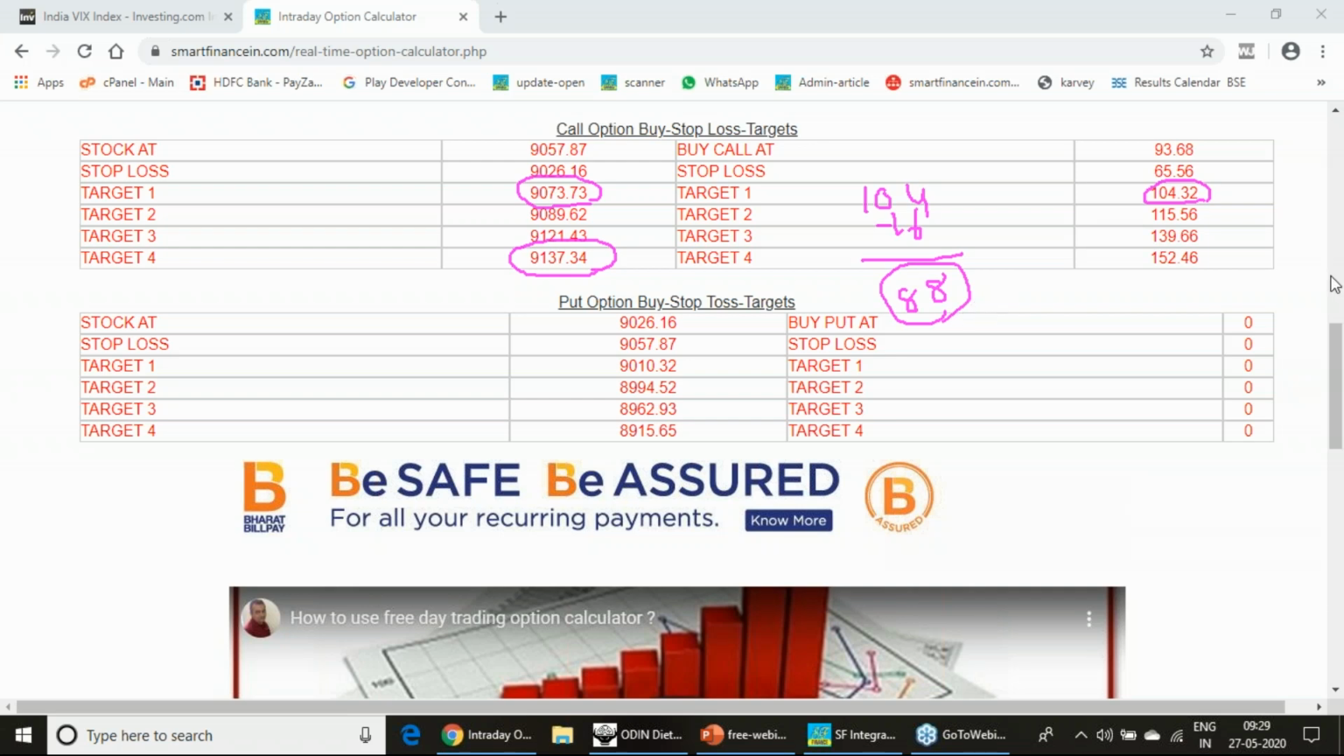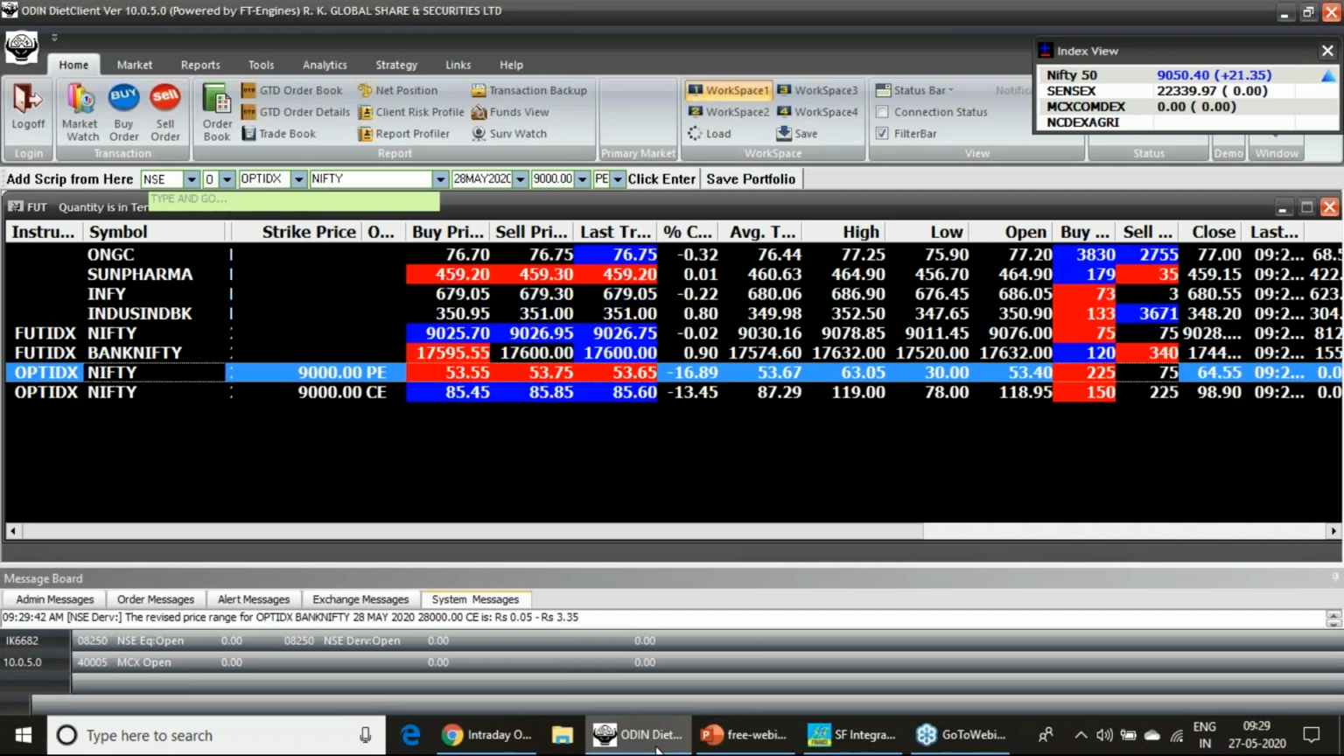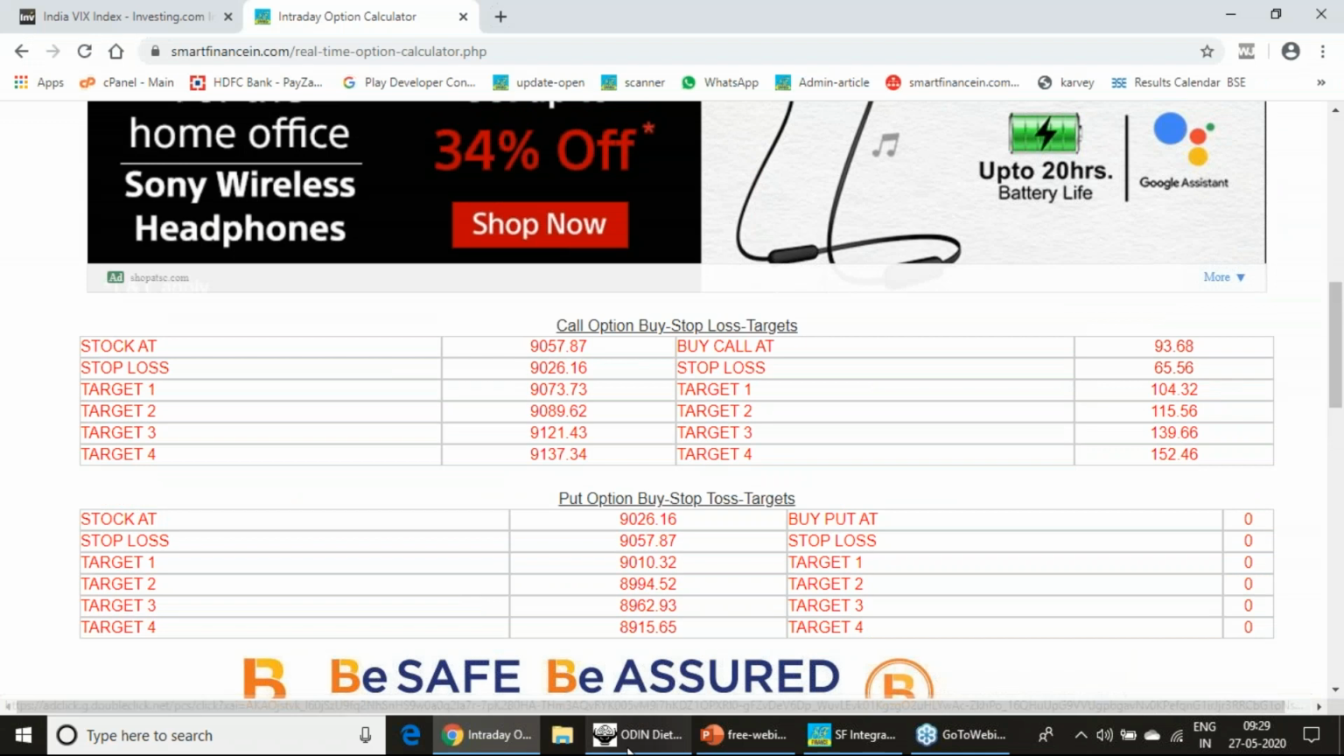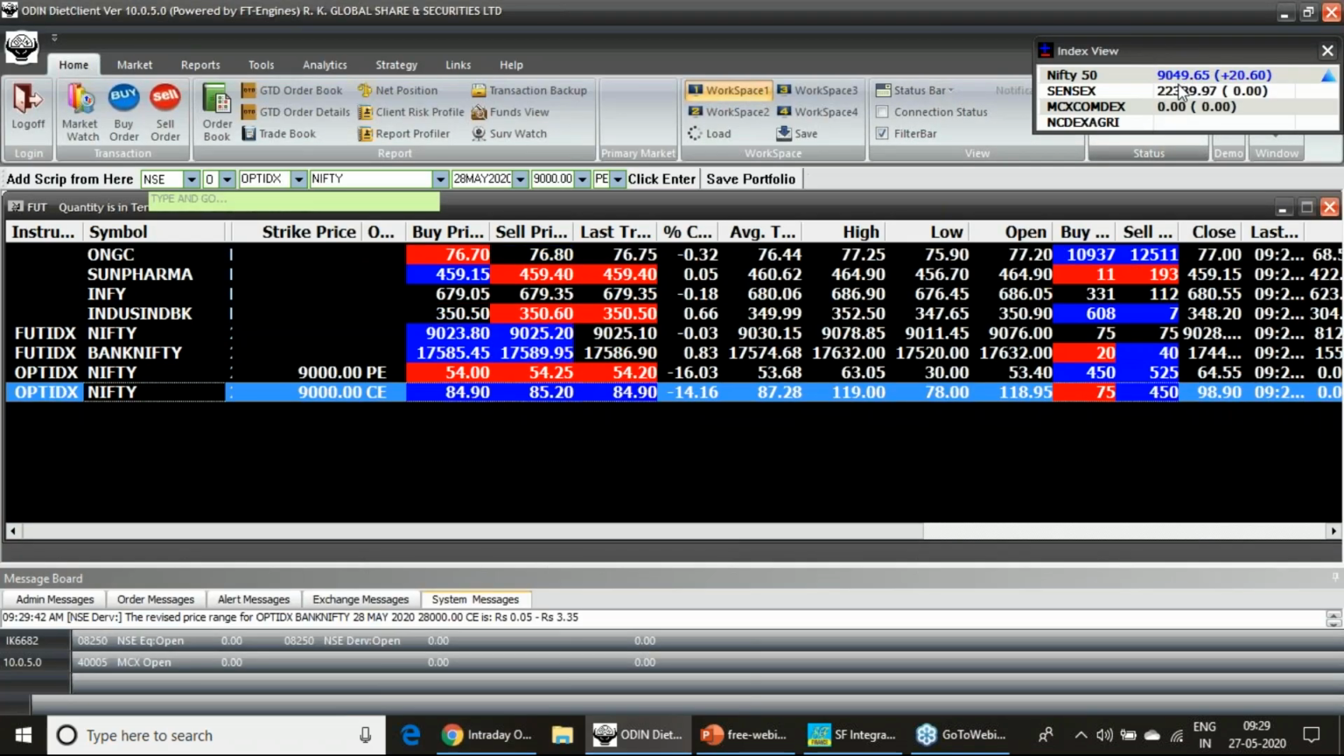But in this calculator, we have already factored in the theta; we have already reduced the theta. So only because of the IV increment or decrement, you may get plus or minus 2 rupees. So you may get 102 or 106 as your premium at the end of the day. This is the meaning of theta I have made you understand. Now see, Nifty is at 9050.11 and the option is at 85. When Nifty goes to 9058, we should buy this.